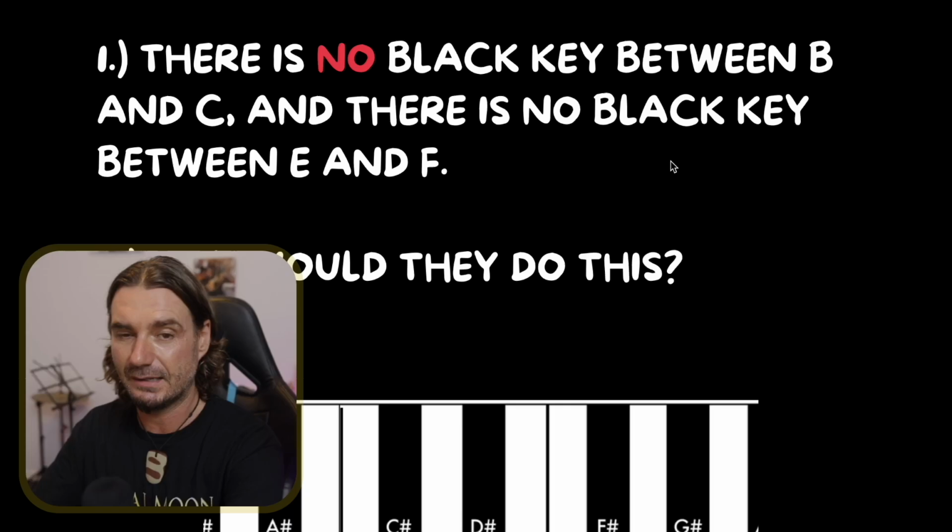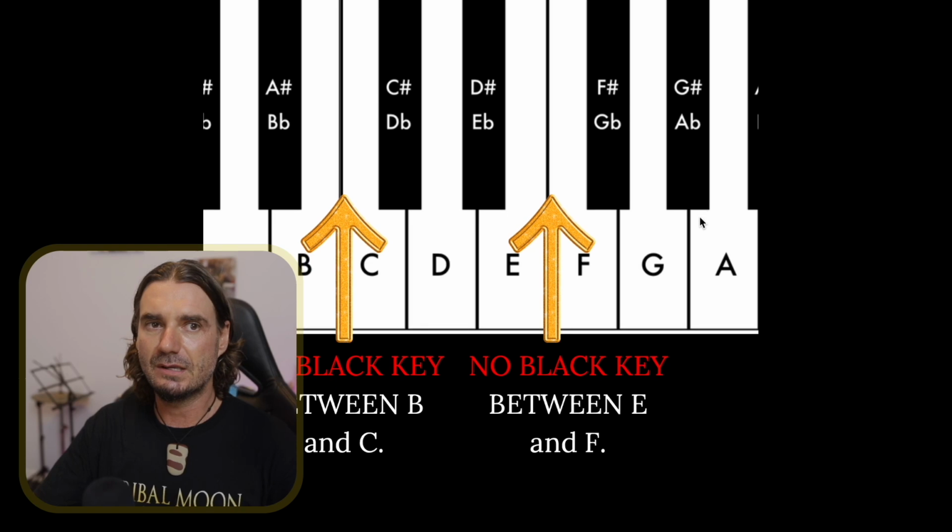It's only 7 letters, right? Between B and C, there's no black key. Between E and F, there's no black key. Let's see what I'm talking about, okay? So here's a picture of a keyboard.